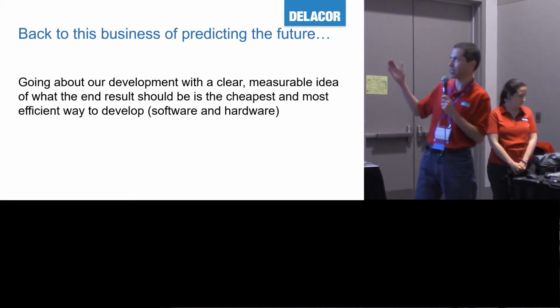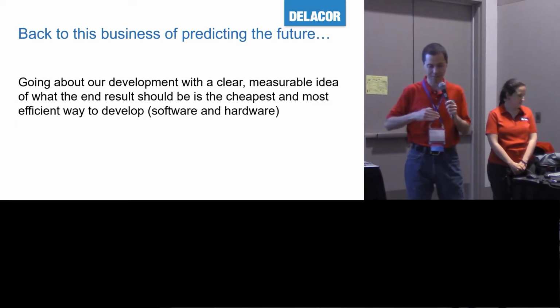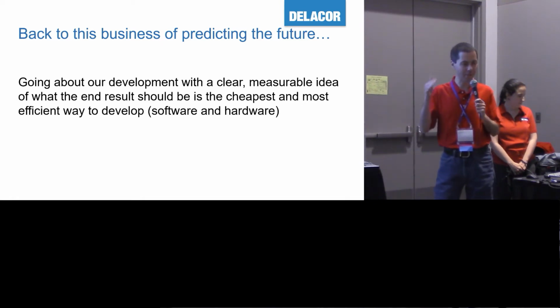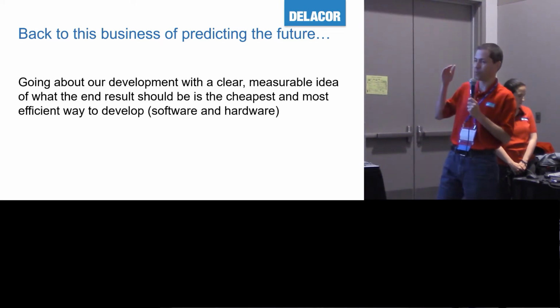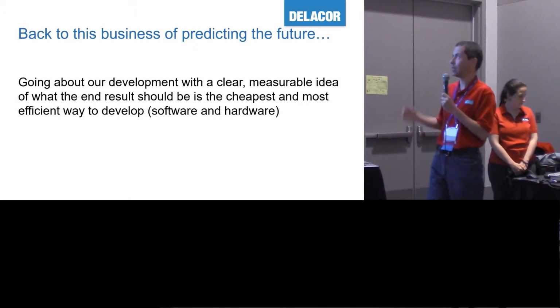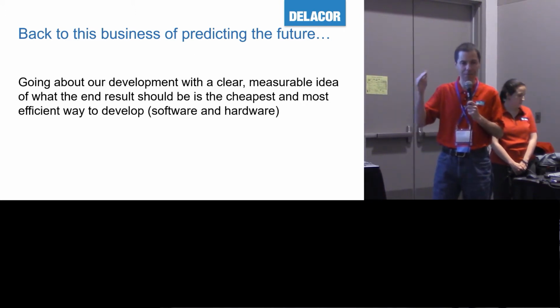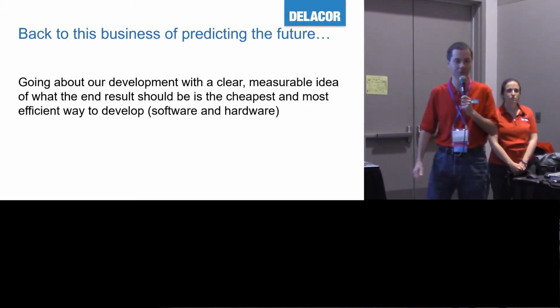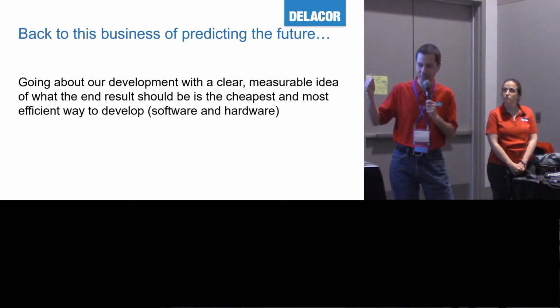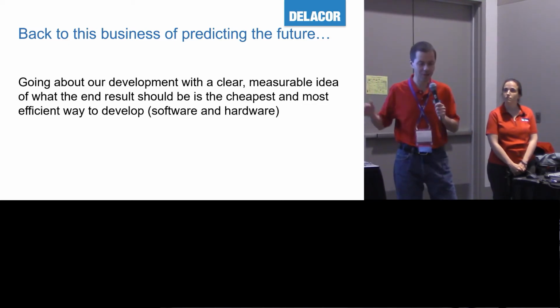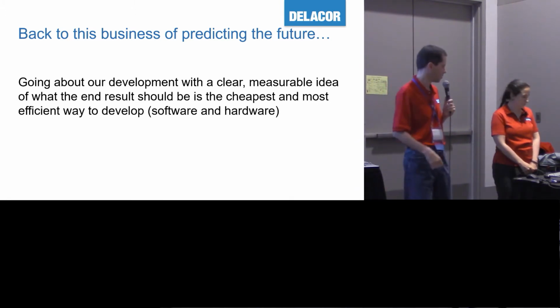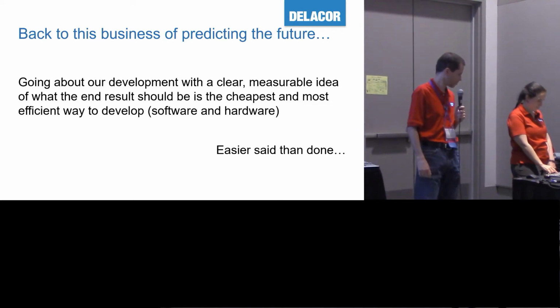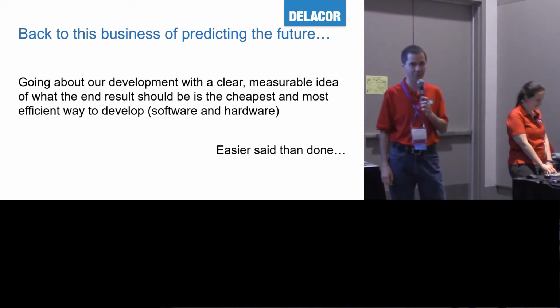And really the message is, if you start and proceed through your development with a clear, measurable idea of what your end result should be, it is really the cheapest and most efficient and really the only real way to go about product development, whether that be hardware or software. The goal is, before you even start doing anything, you need to know what you want to achieve in a very specific way. It's a great ideal. It's much easier said than done. That's why not very many people do this.